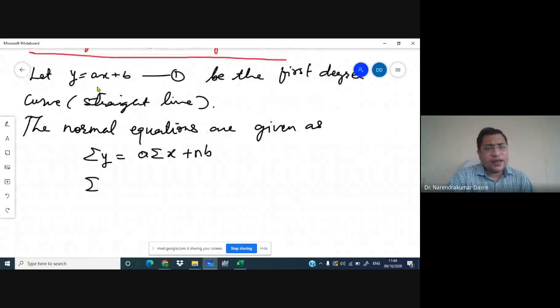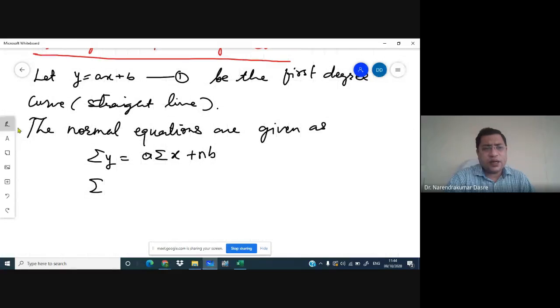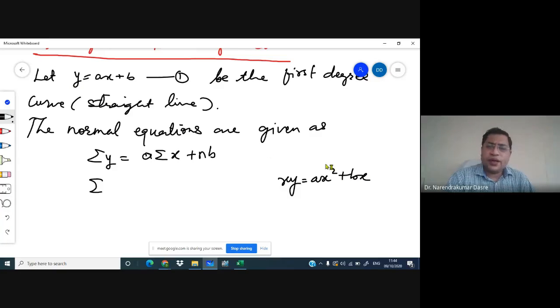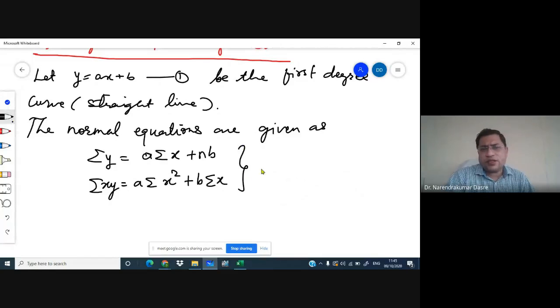And then again I want the next equation, because one equation I can get by taking the sum of this equation. Now I want to obtain the next equation. So what I have to do is multiply equation 1 by x. So what I'll have is xy is equal to a x square plus bx. Multiply equation 1 by x, and you will get this. Now take the summation. So here you will have summation xy is equal to a summation x square plus b summation x. Now this is my equation 2. So these are the normal equations.